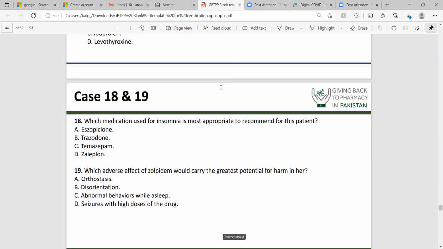The next question is, which medication used for insomnia is most appropriate to recommend for this patient? Options are A, Lunesta, B, trazodone, C, temazepam, or D, Sonata. So the best option in this case is option A, because most of the time, option A is the one that helps with staying asleep.